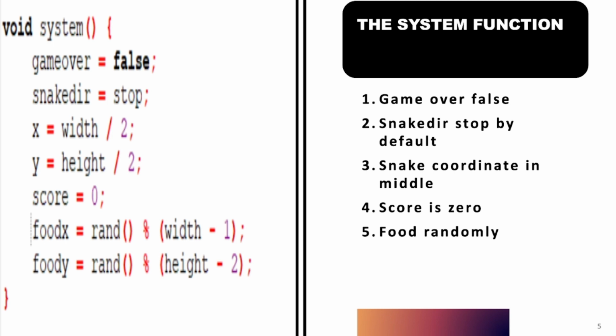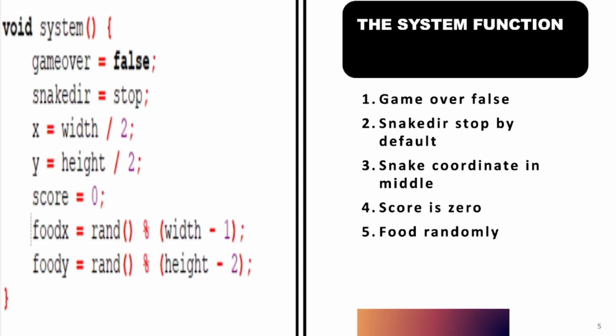Okay, so first of all, by default, game over is set to false, which means that initially it indicates that the game is not over at the start. Snake direction represents the direction in which the snake is moving. It is set to stop initially, indicating that the snake is not moving at the beginning. As for the snake's initial position, it is set to the center of the game area, as x is equal to width divided by 2 and y is equal to height divided by 2. So meaning half of both the values of width and height, which is the center of our game area.